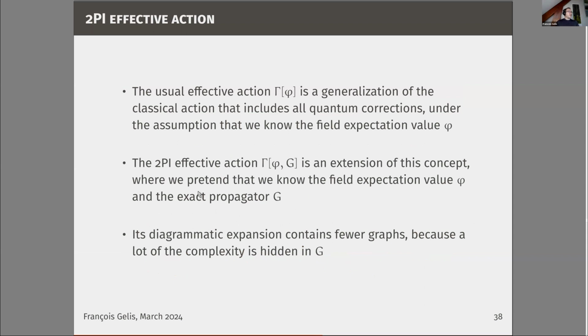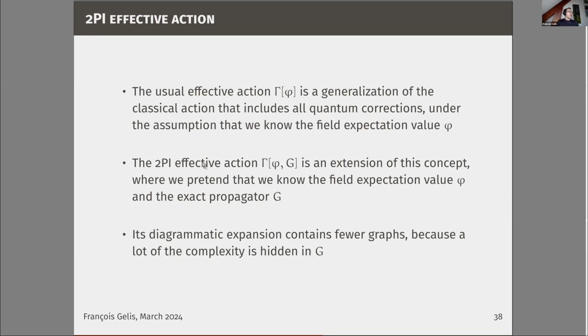I recall to you here that the usual quantum effective action gamma of phi is a generalization of the classical action that will include all quantum corrections under the assumption that you know the field expectation value phi. So this is the 1PI, if you want, one particle irreducible effective action, because if you think of its representation in terms of graphs, it has only one particle irreducible graphs, so graphs which are still connected if you cut one line, one propagator through them.